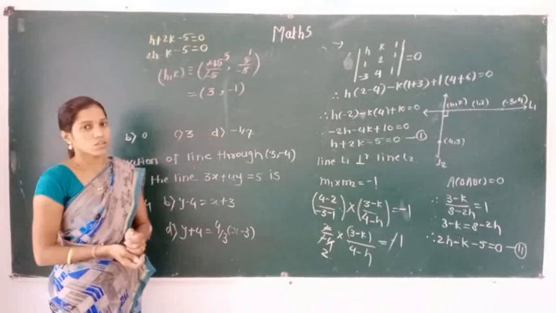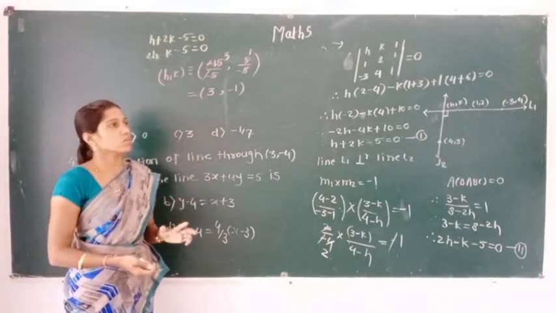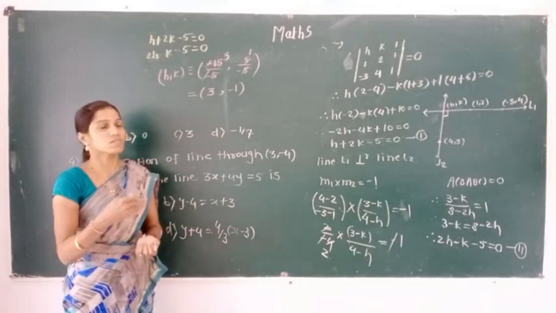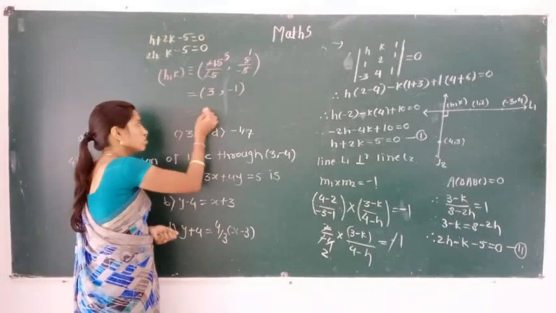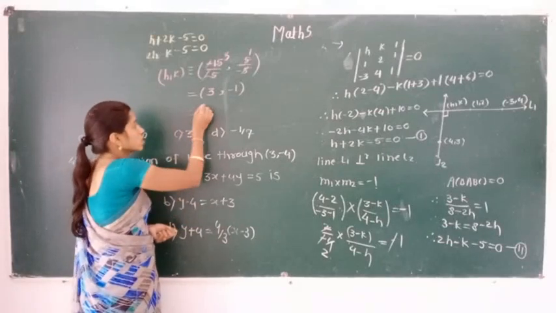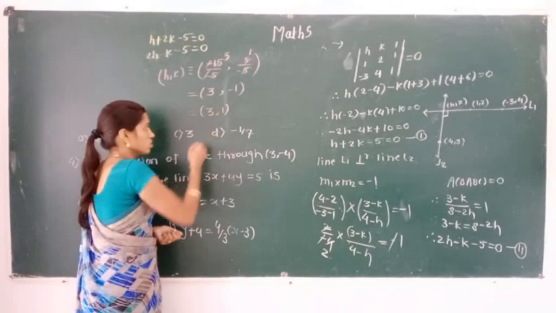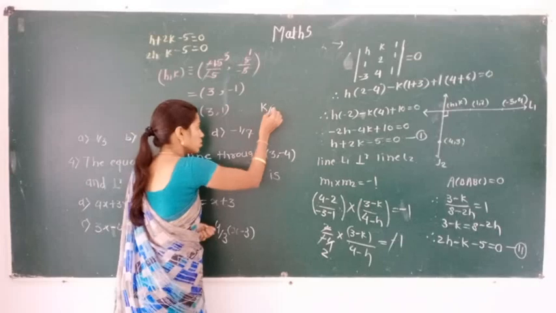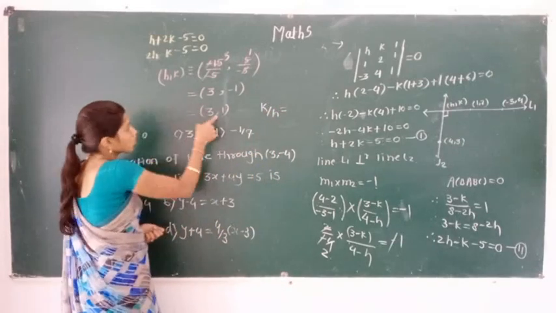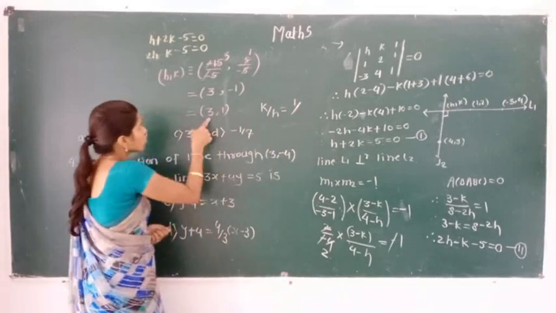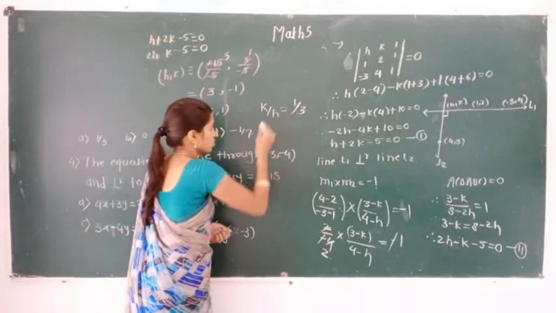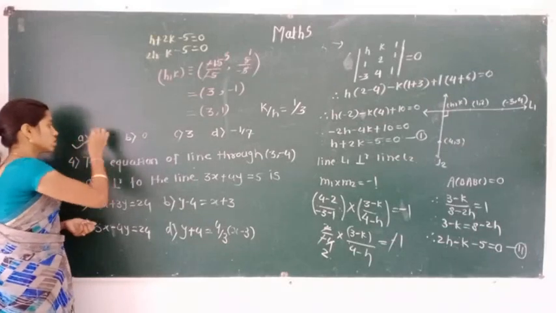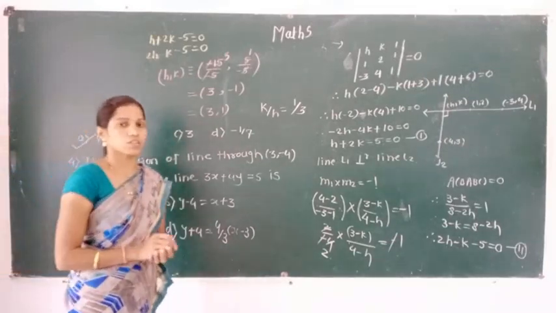When you use this trick, you only have to change the sign of the y coordinate value we obtained. After changing the sign, we get h and k as 3 and 1. For finding the ratio k by h, the value of k is 1 and the value of h is 3. So k by h is 1 by 3. So A is the correct option of this MCQ.